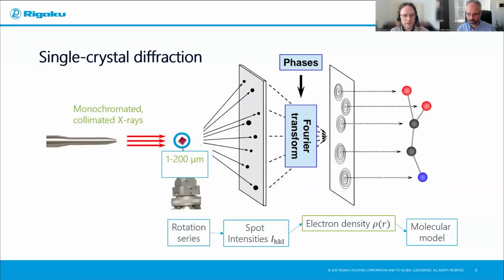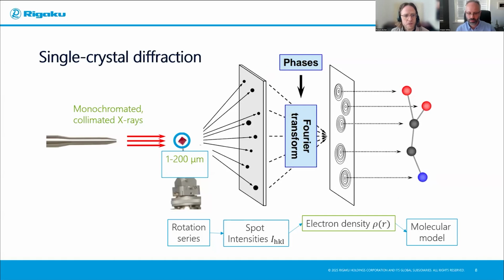So this slide I have taken from the previous episode of our webinar series from Pierre, which illustrates the principle of single crystal diffraction in general. So conventionally, you do it with X-rays. So you have a monochromated and collimated X-ray beam, you shoot it on a crystal, and while you're rotating the crystal, you collect the intensity of different diffraction spots, and then computationally via Fourier transform and injecting computationally derived phases, you can end up with an electron density map and fit a molecular model into that.